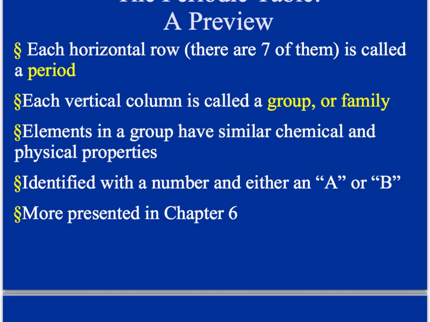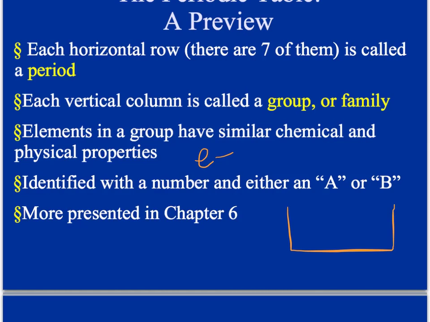Something that you definitely want to know is that each horizontal row, and there are 7 of them on the periodic table, is called a period. Each vertical column is called a group or a family. Elements in a group have similar chemical properties, and I told you that's because of the number of electrons in their valence shells. We can identify these with a number with either an A or B.